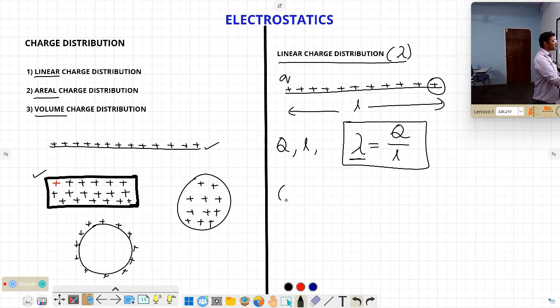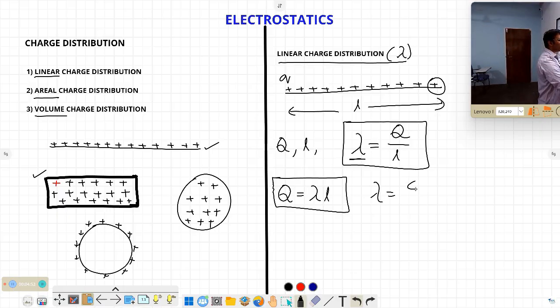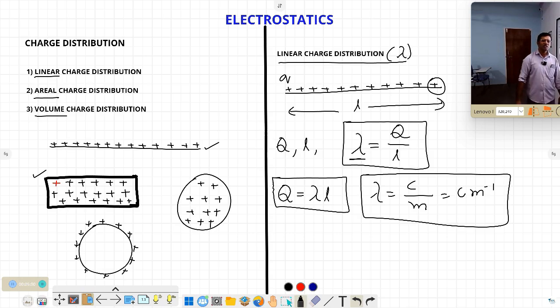From this you can calculate the total charge of the body, that is Q is equal to linear charge density times length. Using this we can calculate it. So what are the units of lambda? The unit of lambda is charge, measured in coulombs, divided by length, in meters. Simply we can write it as coulomb meter minus 1. This is important for competitive examinations and general understanding of concepts. Dimension formulas can also be asked.